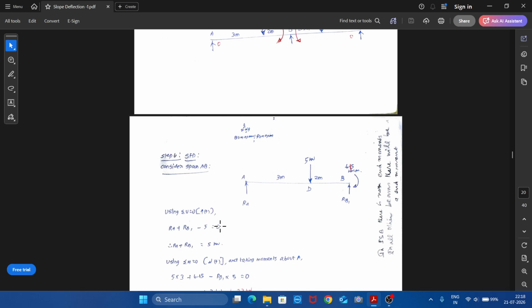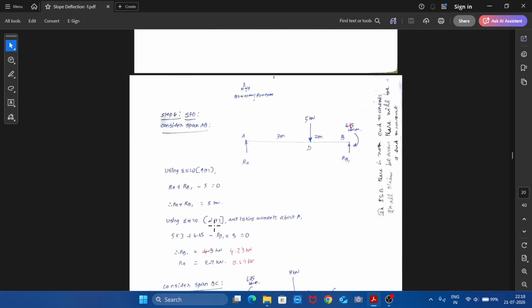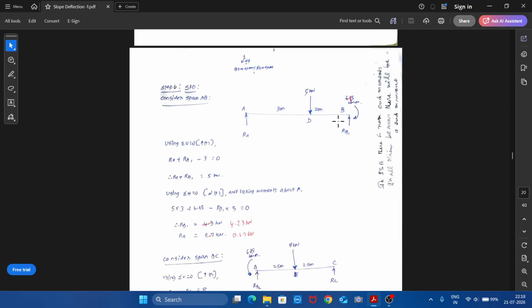So as usual, using sigma V equal to 0, RA minus 5 plus RB1 equal to 0, therefore RA plus RB1 equal to 5. Then using sigma M equal to 0 and taking moments about A, this 5 into 3 plus 6.15 because it acts clockwise, minus RB1 into 5 because it produces anti-clockwise moment. So minus RB1 into 5 equals 0. Therefore, we'll be getting RB1 and RA.